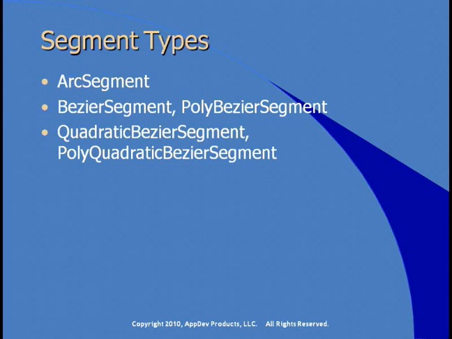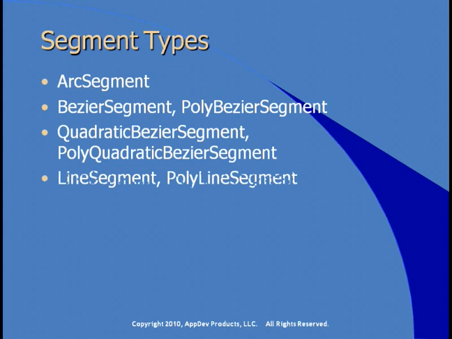A Bezier segment uses 2 endpoints, a start point and an end point, and in addition to that, 2 control points that define the shape of the curve. With a quadratic Bezier segment, you have the start point and the end point, but only a single control point that defines the shape of the curve. So even though the name is longer, the curve is actually simpler. In addition, you could have a line segment or a polyline segment. It's pretty clear what that is. A line segment is a single straight line segment. A polyline segment is multiple line segments together within a single segment. Let's look at an example that demonstrates some of these features.